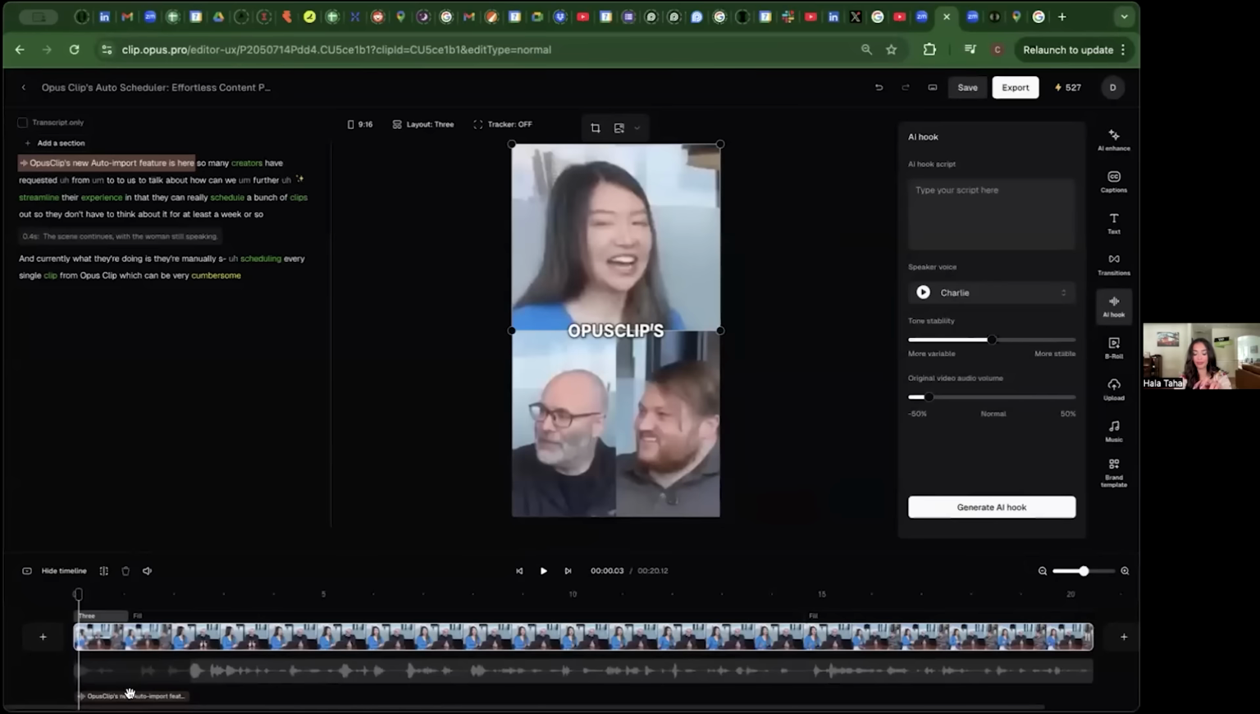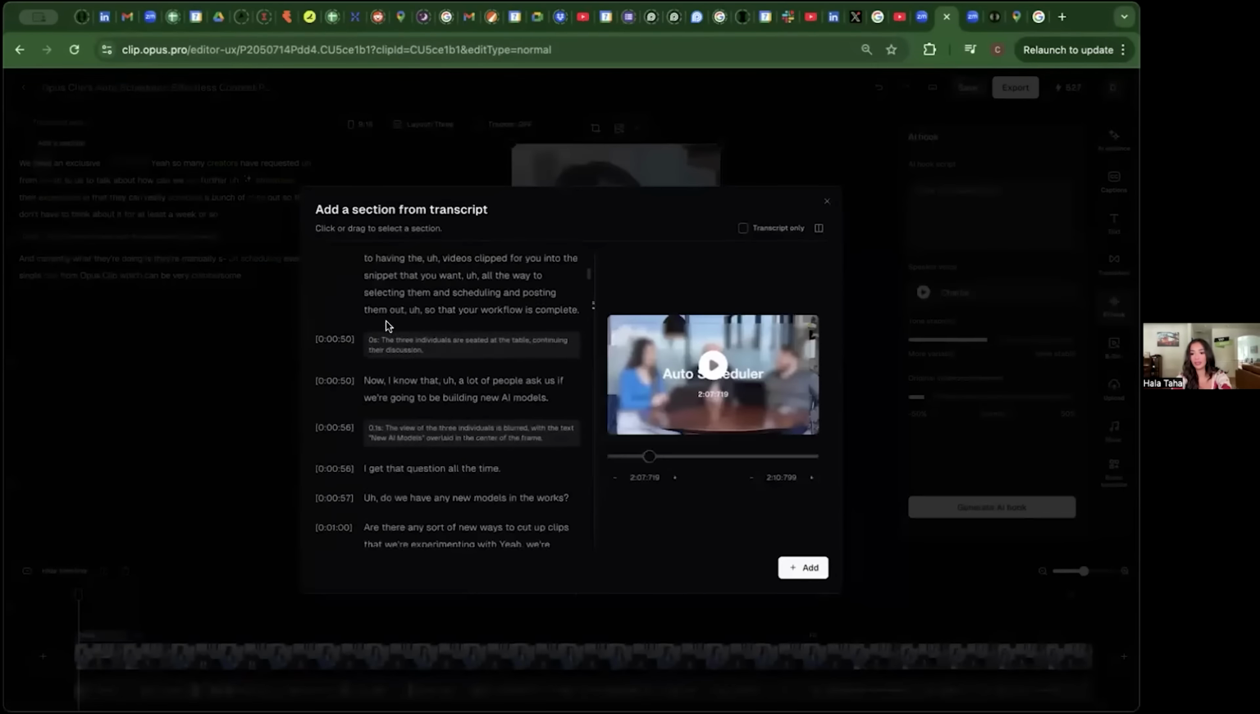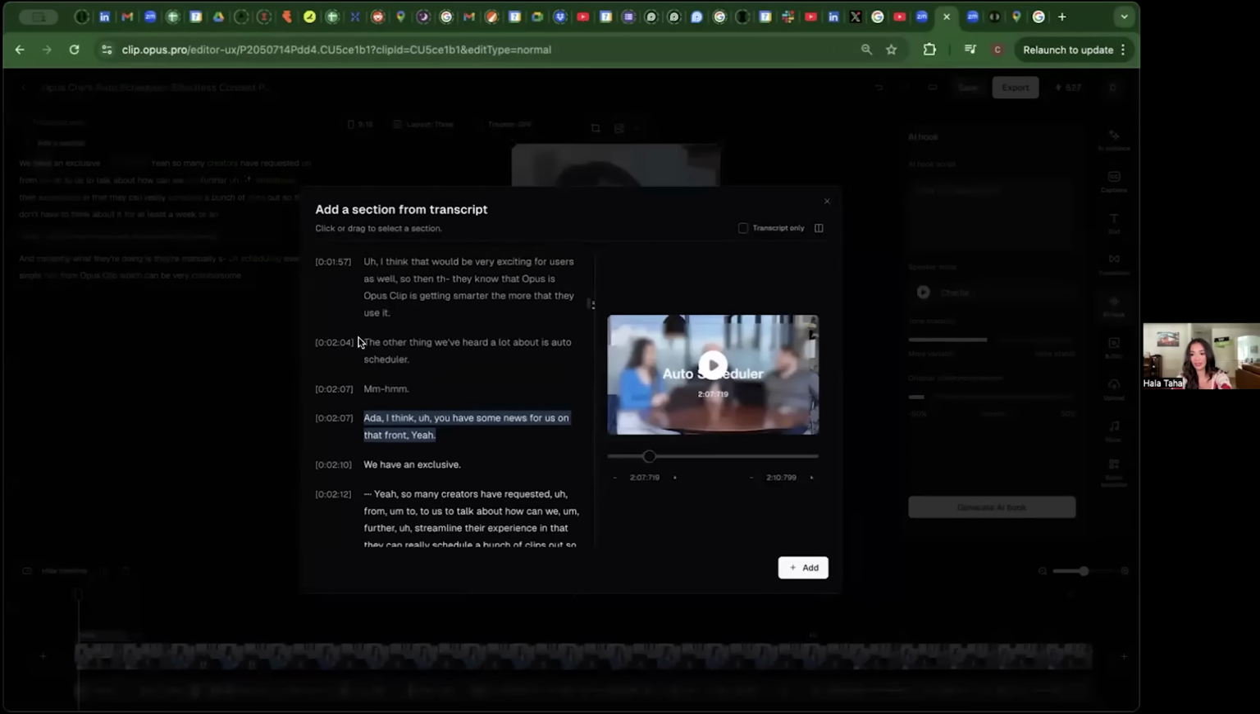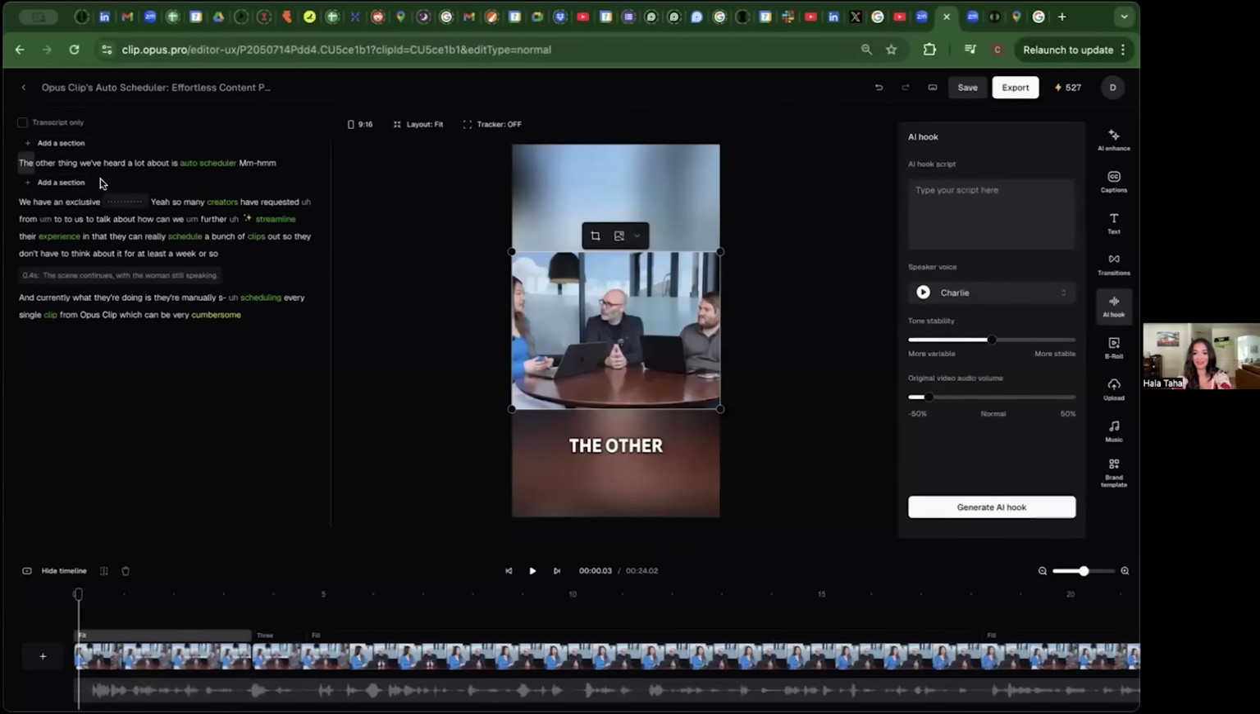Now, another thing you can do if you don't want to do that is you can always just add a section. So let's just go in here. So here we go. The other thing you've heard about is the auto scheduler. So let's just add that into the clip. All you have to do is hit that add a section button, you go in, you get the full transcript right there. So the whole transcript is there. It's really easy to see. It's really easy to engage with. You have the auto import.